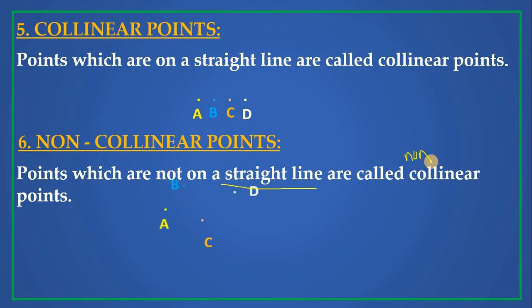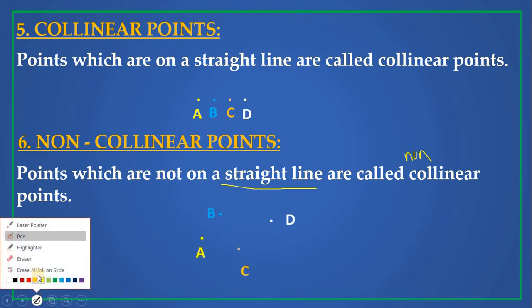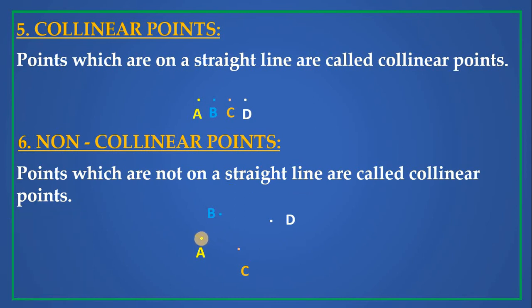Let me take a figure here. I have taken again 4 points. These 4 points are not on a straight line. See, A is here, C is here, D is here, B is here. All the points are not on a straight line. Hence, these kinds of points we call non-collinear points.